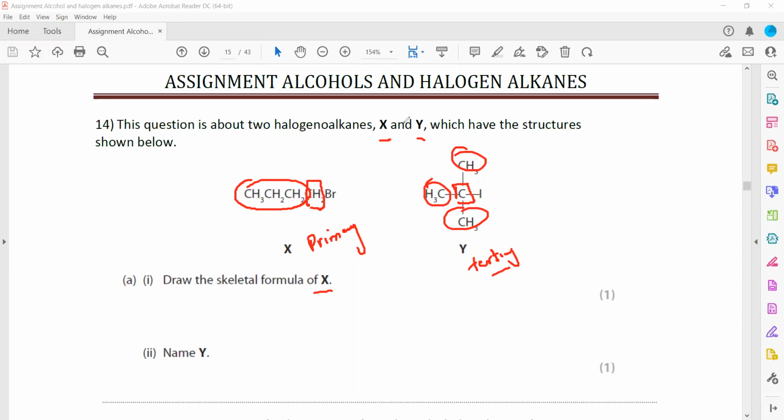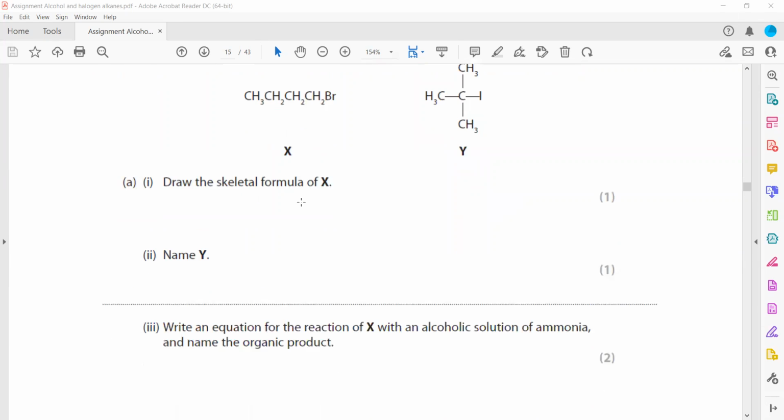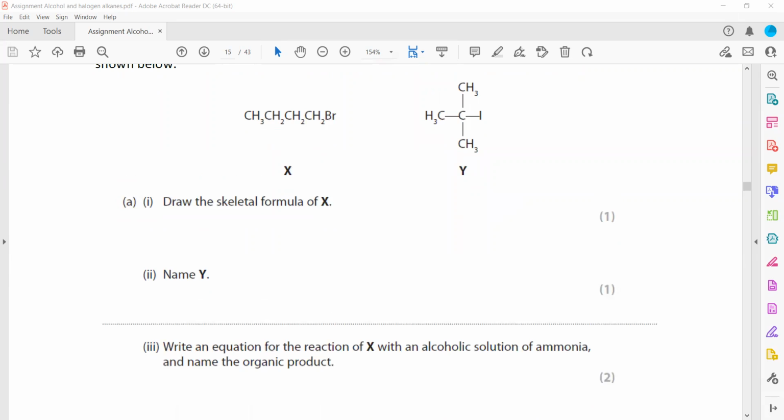Draw the skeletal formula of X. First, how many carbon atoms are there? There are 4 carbon atoms, so we have to draw the 4 carbon atoms. The skeletal formula shows the carbon chain and the functional group. So 1, 2, 3, 4 carbon, and then there is a Br. So this is the skeletal formula, or you can start with 1, 2, 3, 4, and then Br.